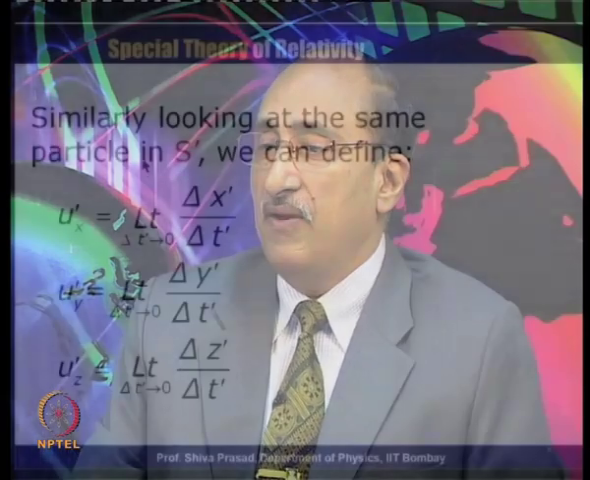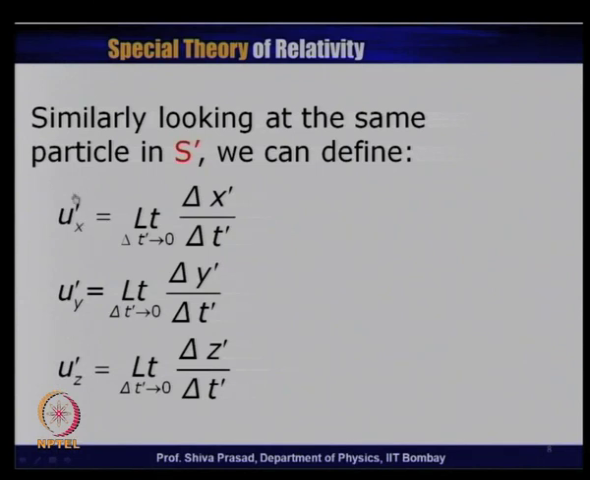Hence, we define exactly in the same fashion the velocity components of the particle as ux prime. I have put a prime because this is being measured in S prime frame of reference. In the limit delta t prime tending to 0, delta x prime divided by delta t prime. Similarly, uy prime will be in the limit delta t prime tending to 0, delta y prime divided by delta t prime. uz prime in the limit delta t prime tending to 0, delta z prime divided by delta t prime. I repeat, I am using delta t prime and not delta t, because all these observations are being measured in S prime frame of reference. Of course, we agree that if delta t tends to 0, delta t prime will also tend to 0.